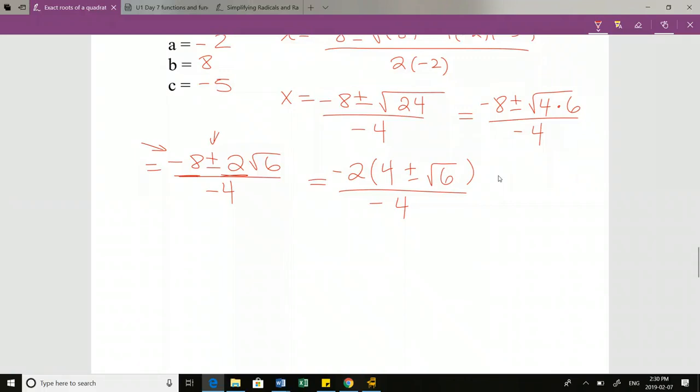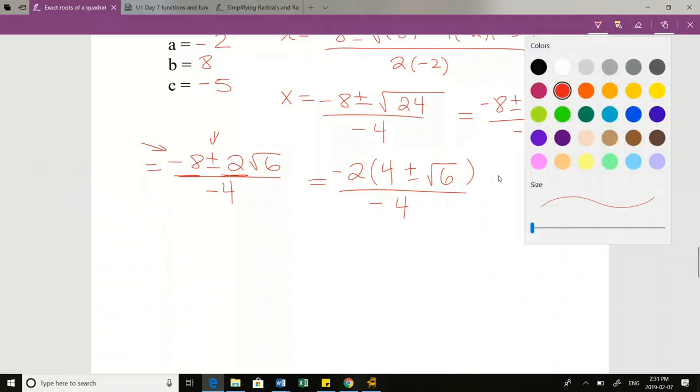Why is your first one 4? Because I took out a negative 2 from negative 8. So then I'm left with 4. Right? When I common factor, I'm dividing out the negative 2. So negative 8 divided by negative 2, left with 4.